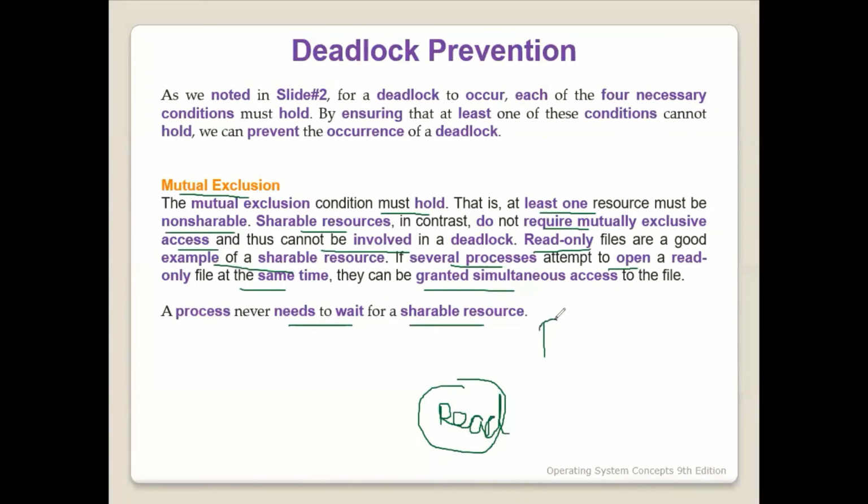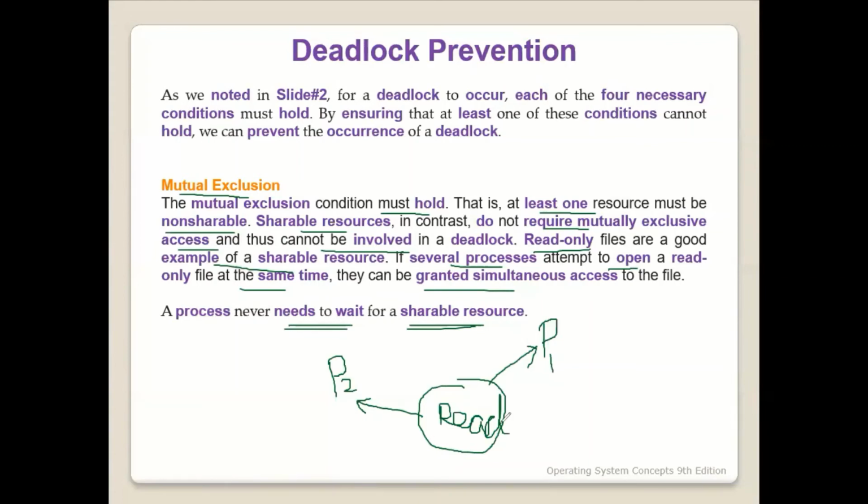So if process P1 wants to access the read-only file, it can be granted. If you have another process P2 and it wants to access the read-only file, access is granted. So neither P1 nor P2 is waiting for the other process to release the resource. Do you get the idea? The process never needs to wait for a shareable resource.